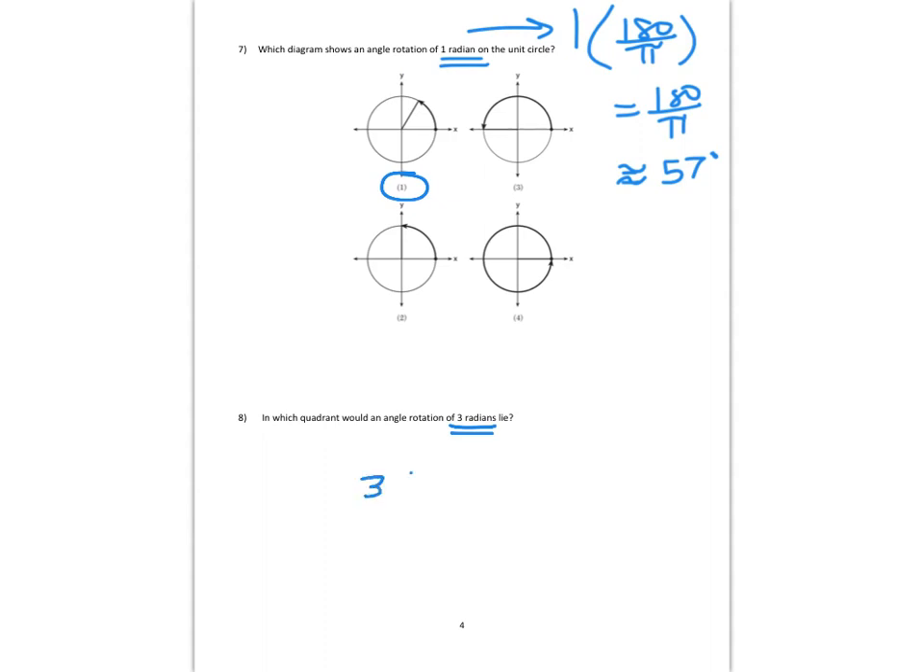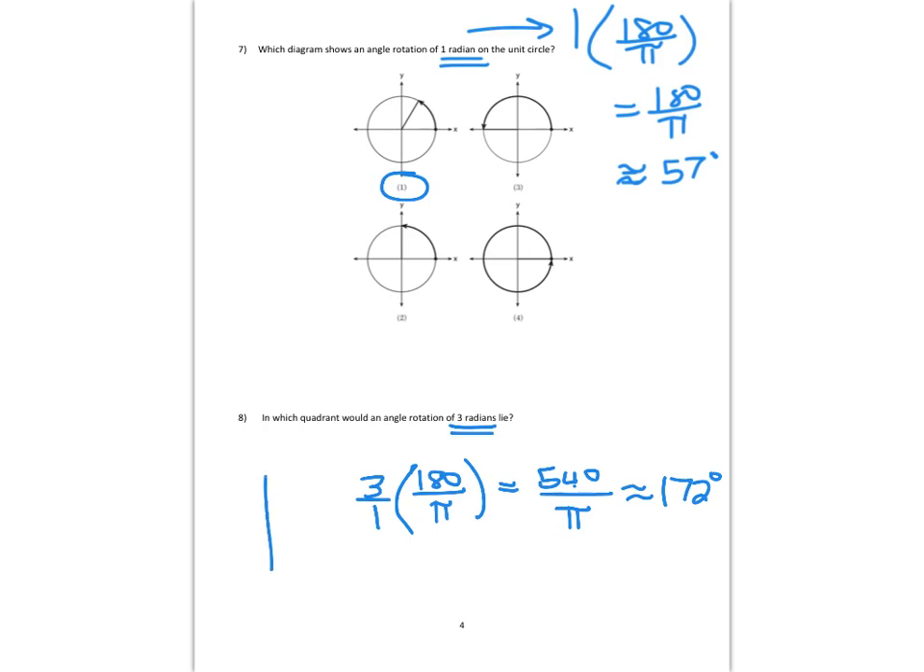Okay, so if we have 3 radians, I'm going to convert that to degrees, because that's what's going to help me figure out what quadrant I'm going to be in. So 3 times 180 over pi, well, 3 times 180 is 540, and then 1 times pi is pi. And if I plugged in my calculator 540 divided by pi, it gives me approximately 172 degrees.